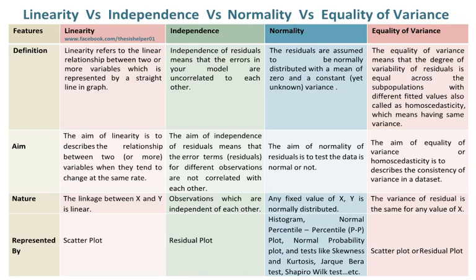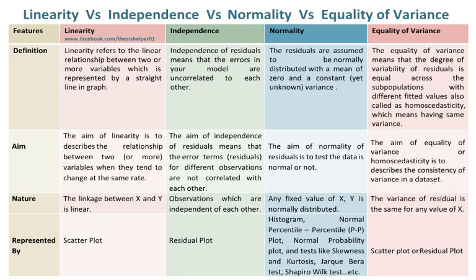Whereas independence of residuals means that the errors in your model are uncorrelated with each other. Whereas the residuals are assumed to be normally distributed with a mean of 0 and a constant, yet unknown, variance. Whereas the equality of variance means that the degree of variability of residuals is equal across the subpopulations with different fitted values, also called homoscedasticity, which means having the same variance.